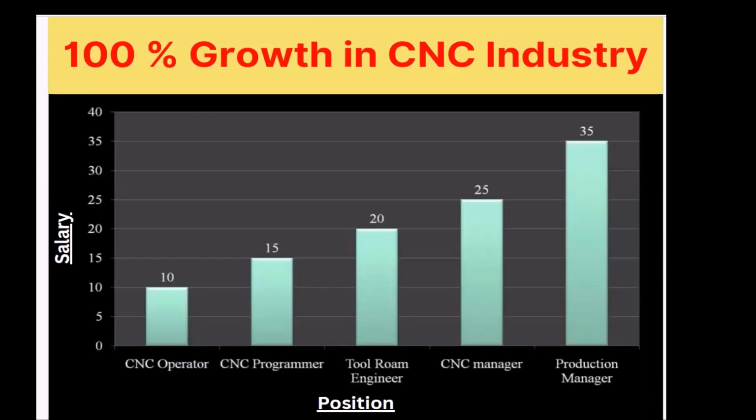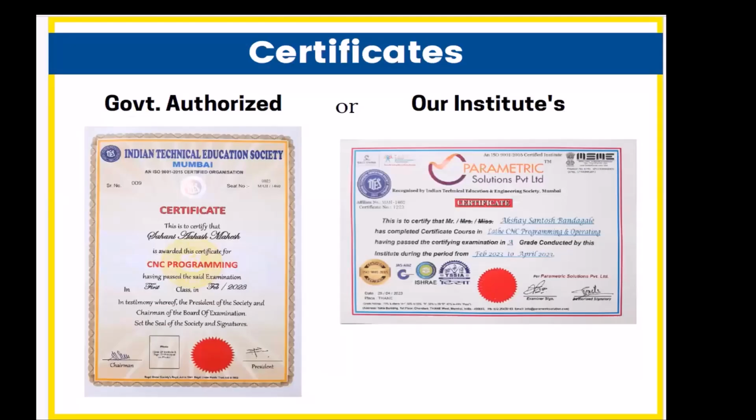So overall there is 100% growth in the CNC industry, where you can start your career as a CNC operator, then CNC programmer, tool room engineer, CNC supervisor, then become a manager or production manager. As per the position, the salary will increase. Initially you will get around 10 to 15,000, and as you gain 1 or 2 years of experience, you can go up to a 25 to 35,000 package per month.